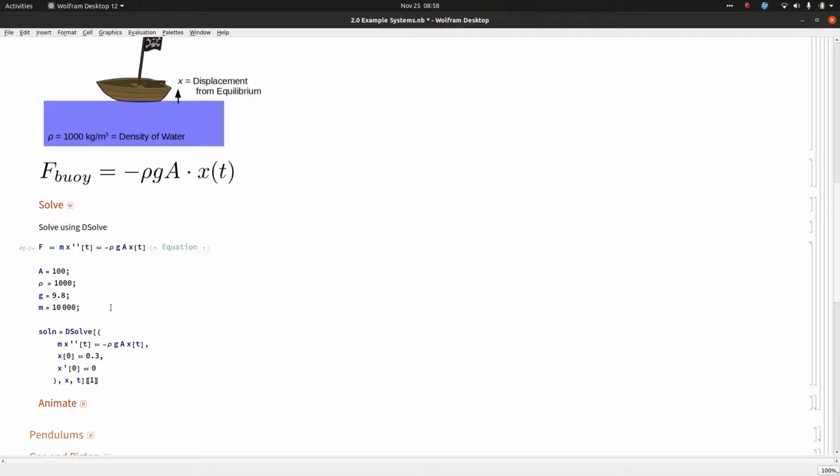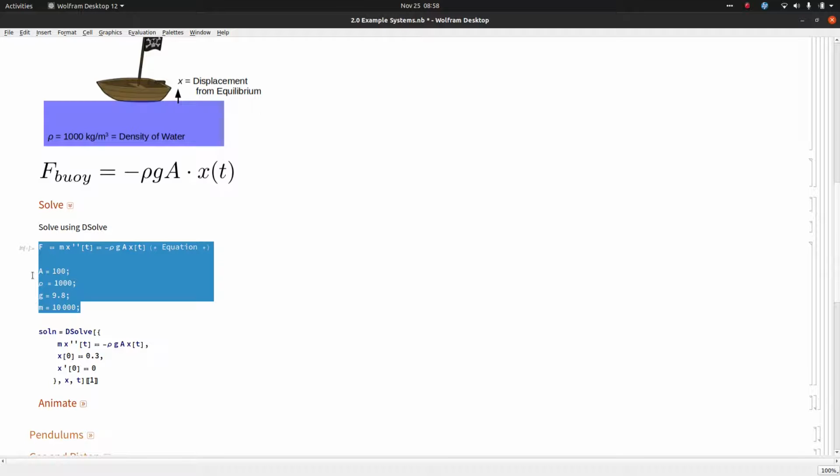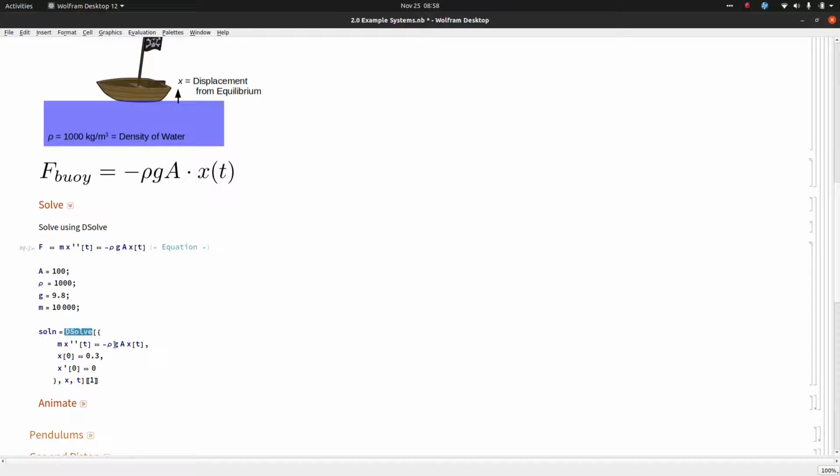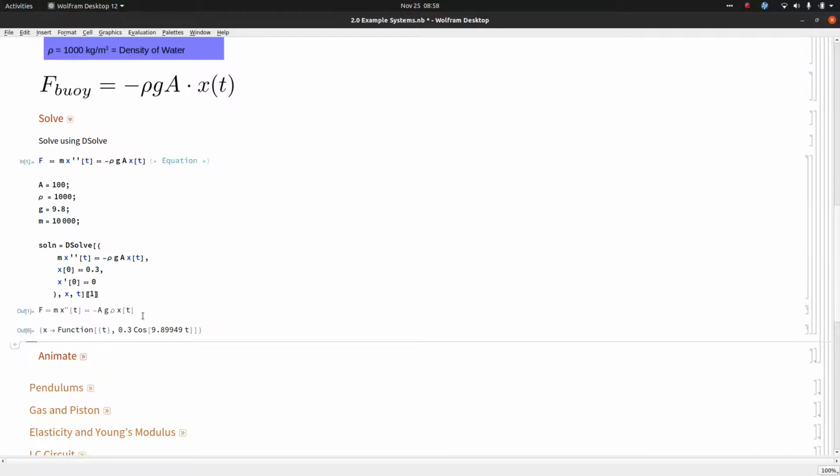And if I plug that in, I can write the equation of motion, the force equation. I can define all of my constants in the problem. And then I can, again, use Mathematica's DSolve function, which I will do now. And you can see you get your solution there.